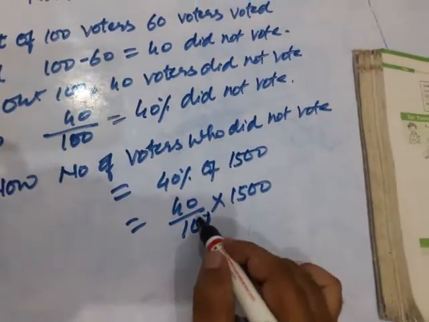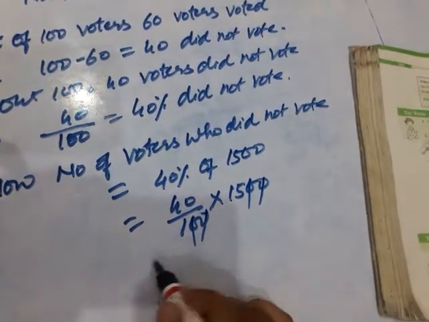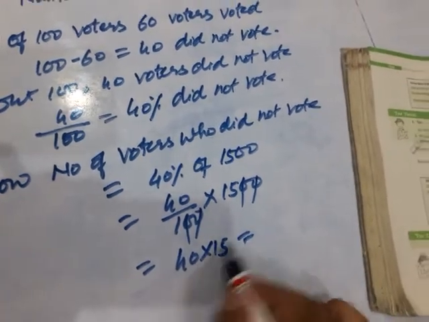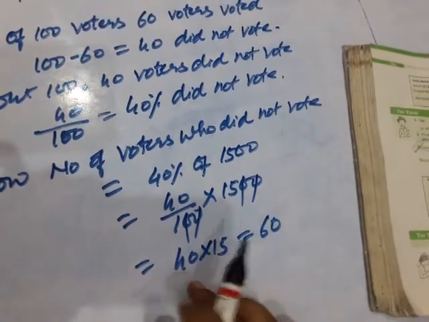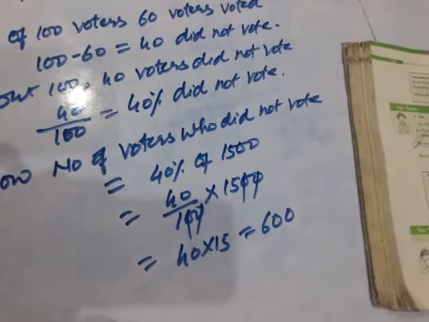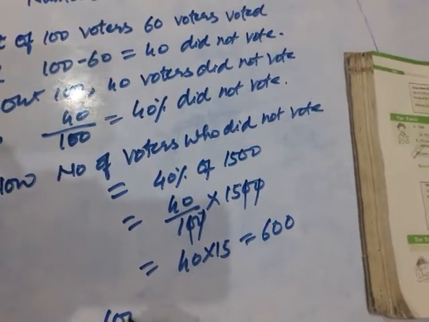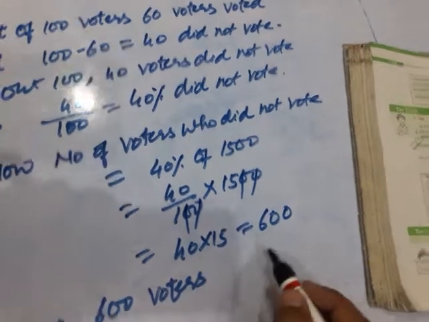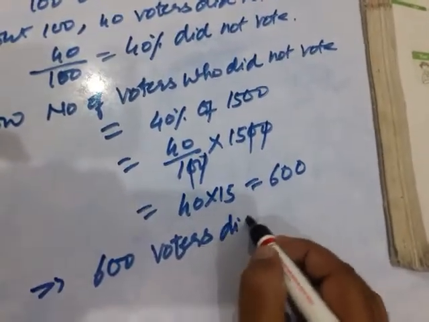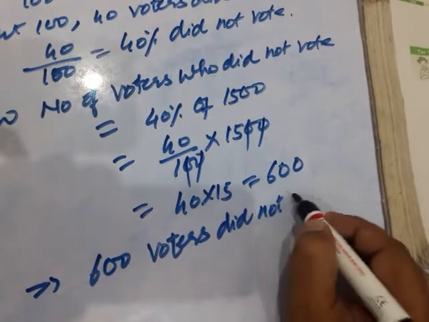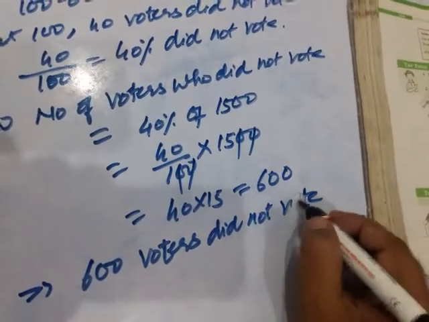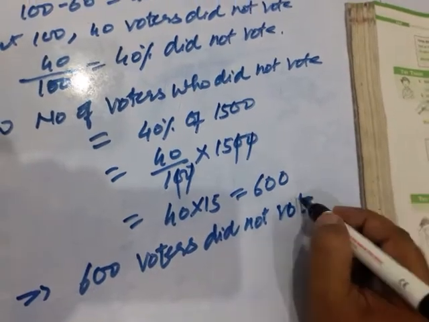Okay, children, cut it out. 2 zeros from here, 2 zeros from here. That is 40 into 15 equal to 600. Clear? This implies that 600 voters did not vote. Okay, children, that is 600 voters did not vote, and that is your answer.